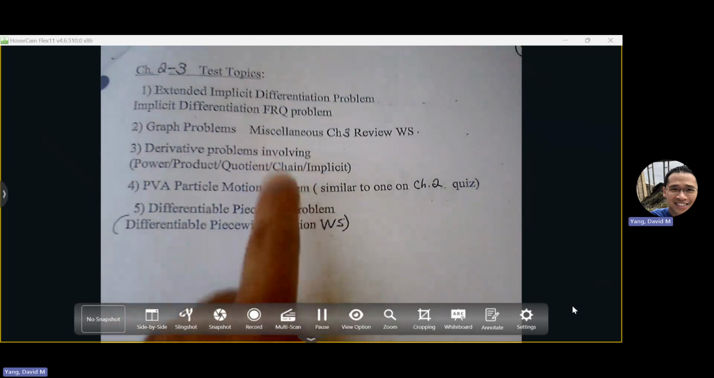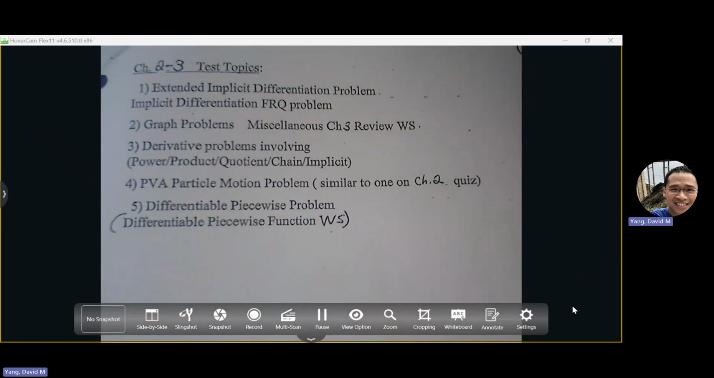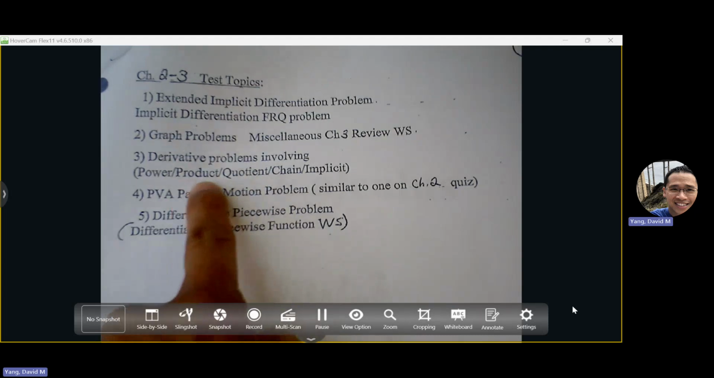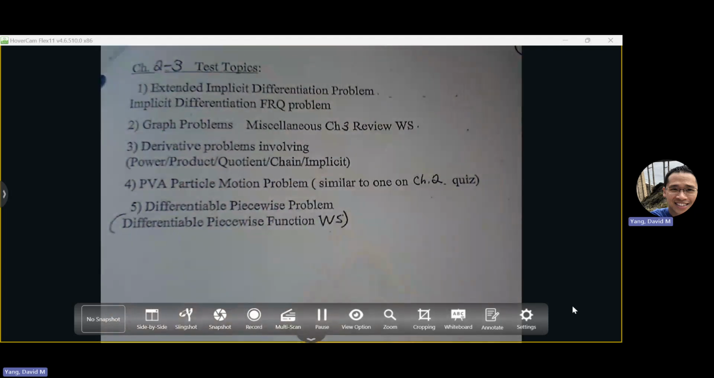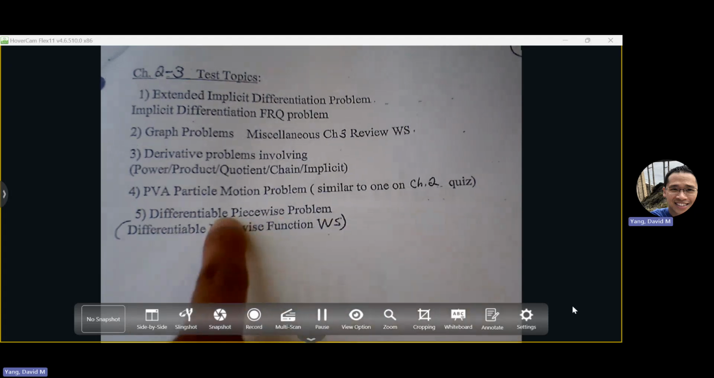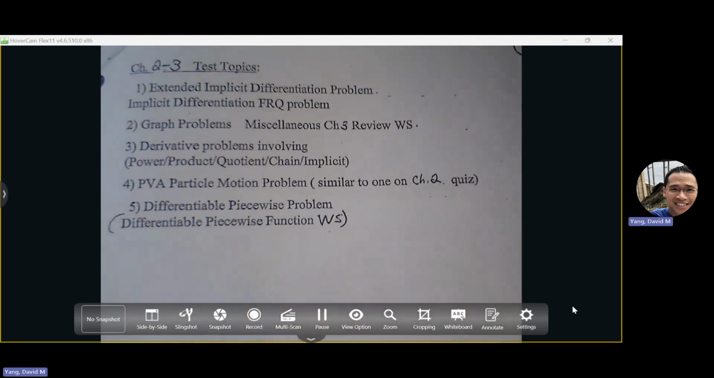There'll be a graph problem where you've got to do either product, quotient, or chain rule and then pull your slope or y values from the graph. We did that yesterday. Derivative involving power, product, quotient, chain, implicit, maybe a mixture of them. Particle motion, we just did that now. And then a differentiable piecewise function that we did at the beginning of class where you've got to solve for A and B.